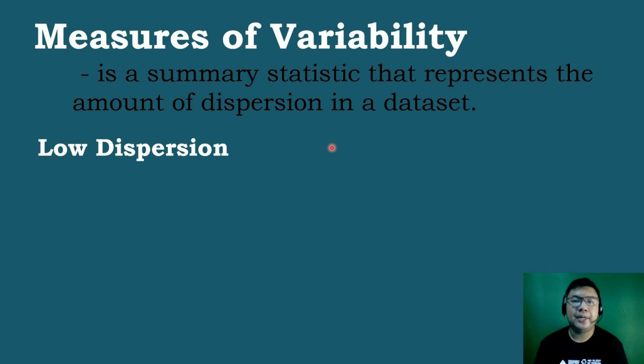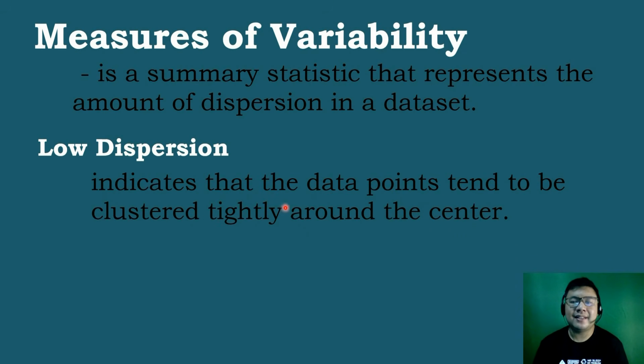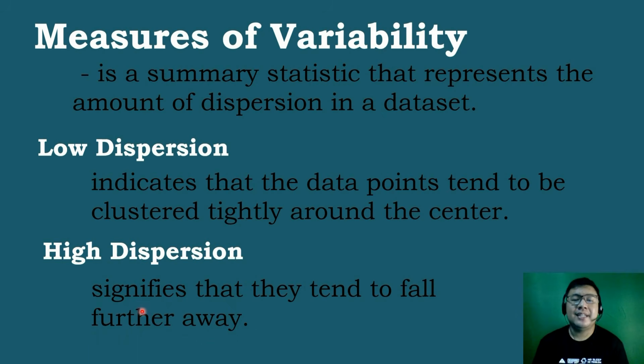If the measures of variability show low dispersion or low variability, it indicates that the data points tend to be clustered tightly around the center. Low variability is ideal because it means that you can predict better information about the population based on the given sample data. While high dispersion or high variability signifies that they tend to fall farther away. High variability means that the values are less consistent, so it is harder for you to make predictions.